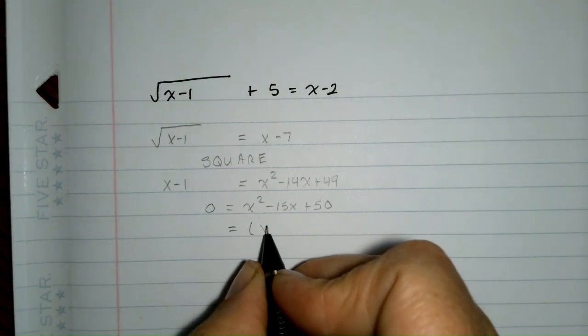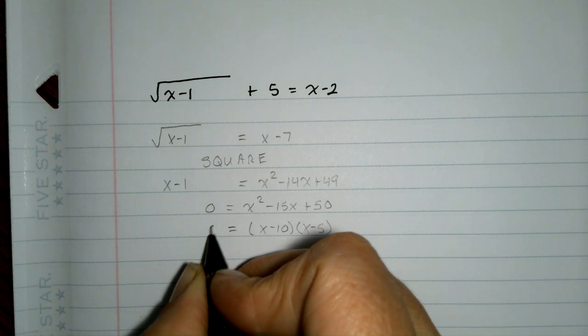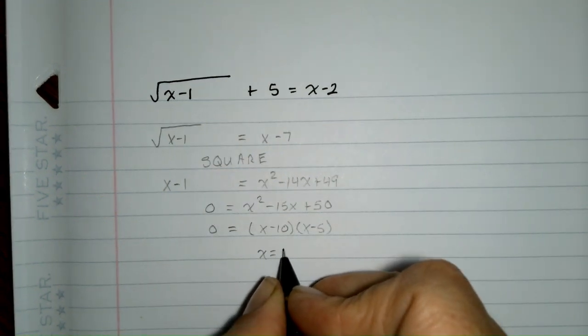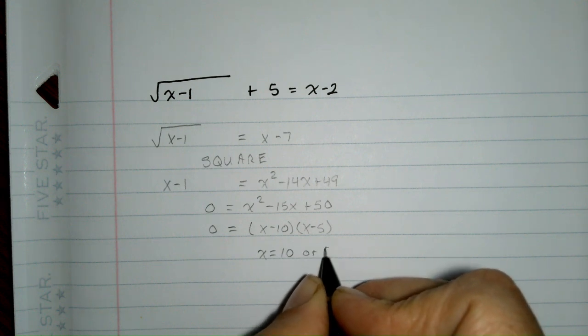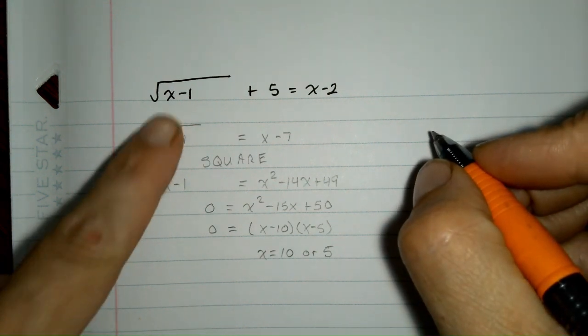That factors to x minus 10 and x minus 5. So therefore I'm getting answers of 10 or 5. Again, I like solving by factoring when I can, just better than the quad formula because I can do it in hand. So let's see.